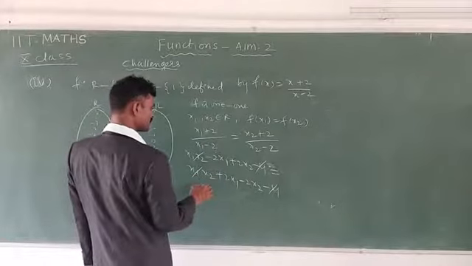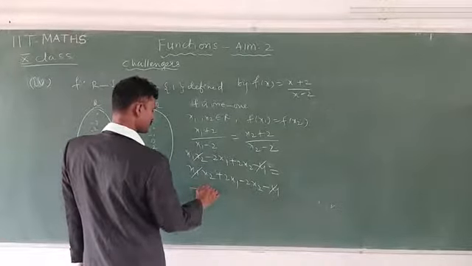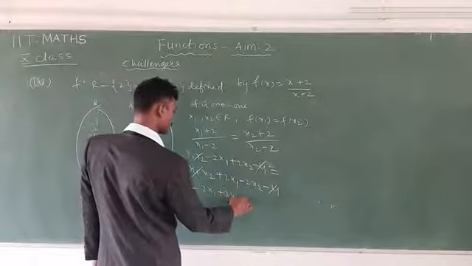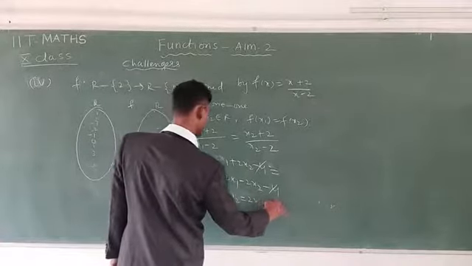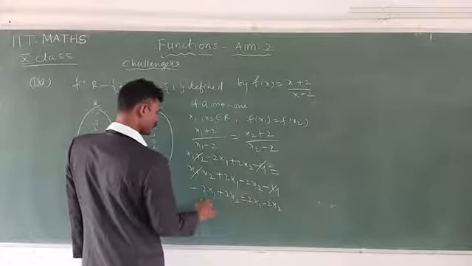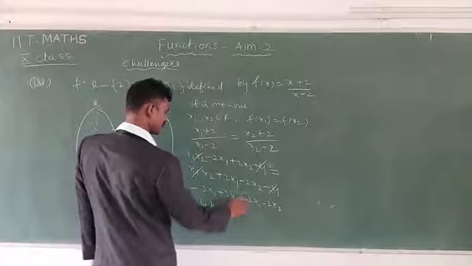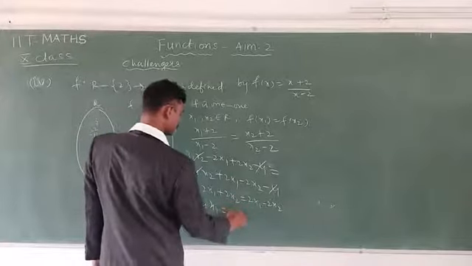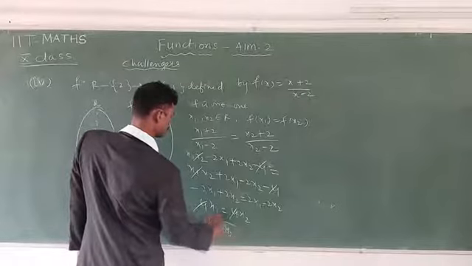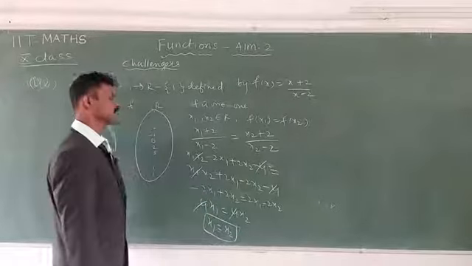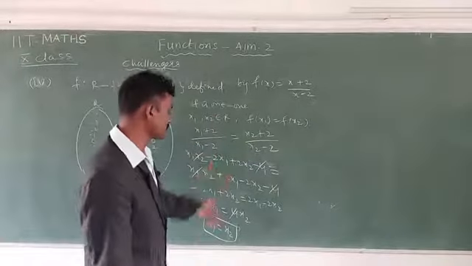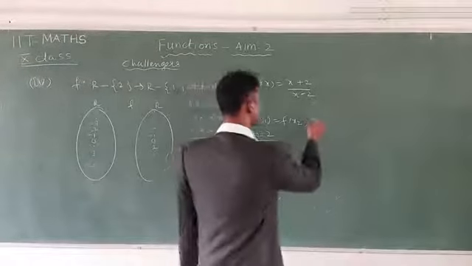Now you can write here minus 2x1 plus 2x2 is equal to 2x1 minus 2x2. Now this 2x1 send this side, 2 plus 2, 4x1. This is also send that side, 4x2. Now this 4 also cancel, x1 is equal to x2. That means you can take two elements in domain, and if their images are equal then the elements are also equal. Now f is one-one.